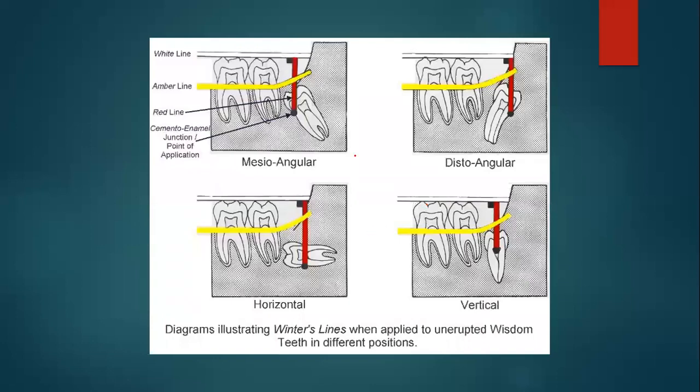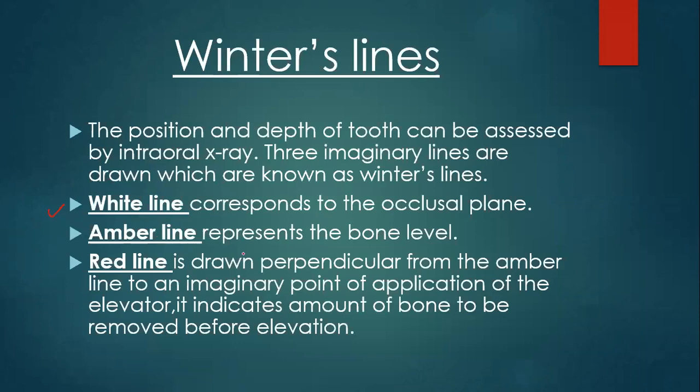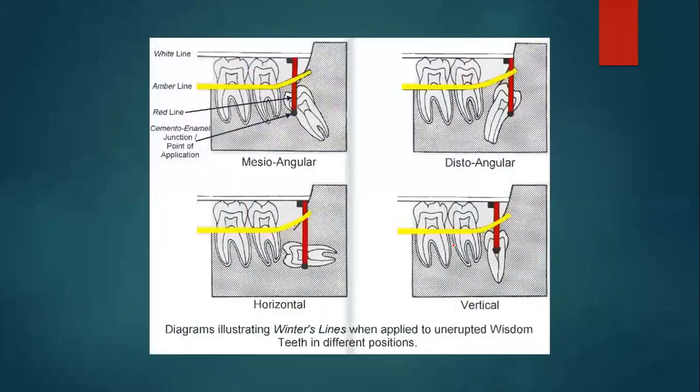You can see in this picture, this is the white line. What the white line is indicating is that it corresponds to the occlusal plane here. So the white lines correspond to the occlusal plane, and the amber line represents the bone level. So what the amber line is indicating is the bone level here.